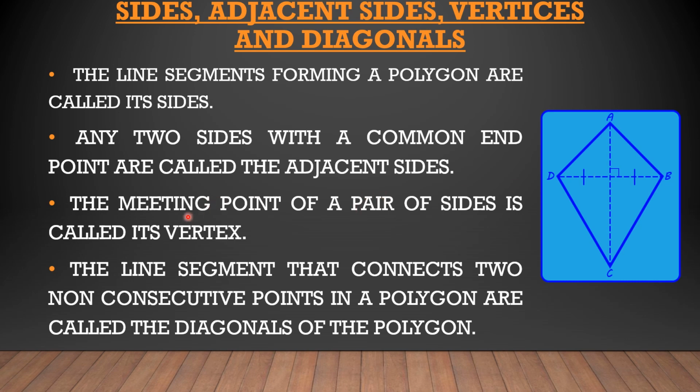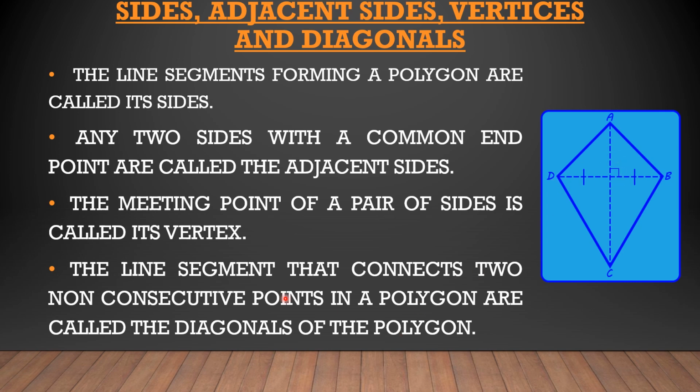Now the third point: the meeting point of a pair of sides is called its vertex. So here we can see, suppose this first side DA and BA meeting here at the point A. So here point A is the vertex, and altogether we have four vertices in this polygon: A, B, C and D.